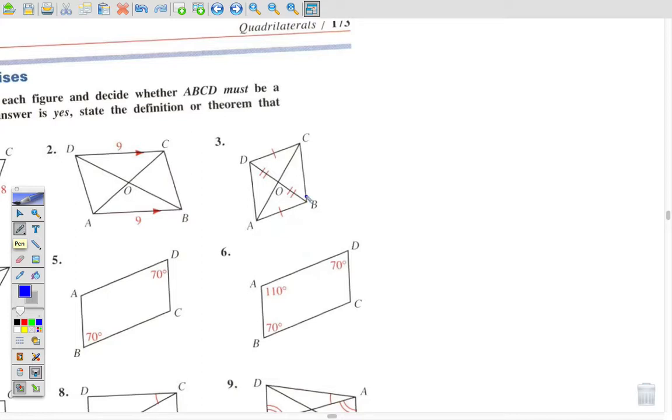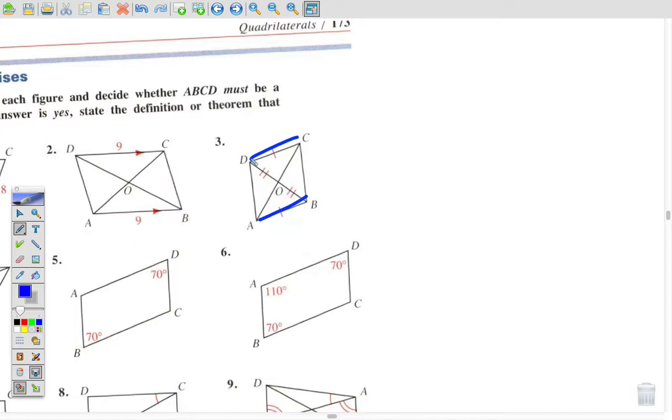It looks like I have one pair of sides that are equal. I have a diagonal that's cut into 2 equal parts, but not both the diagonals. I'm just looking to see if there's any other combinations that we have. Let's see. I don't believe there is. Okay, so this would probably be a no because we don't have enough information to say that it's going to be a parallelogram for sure.